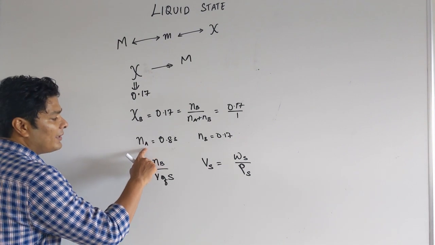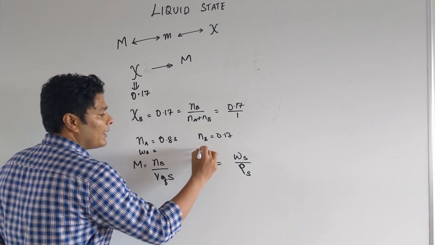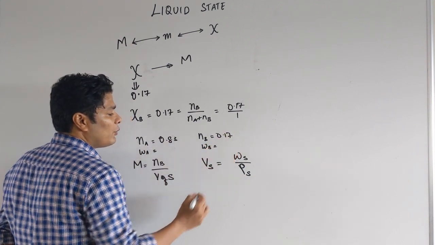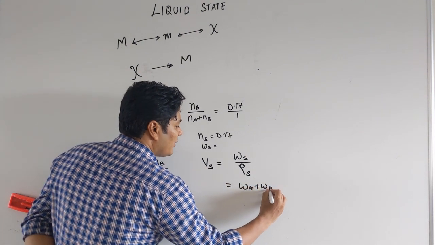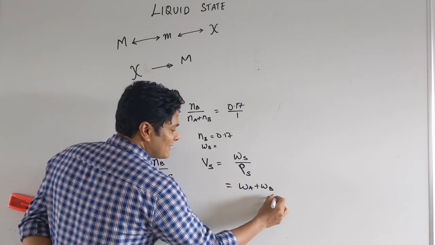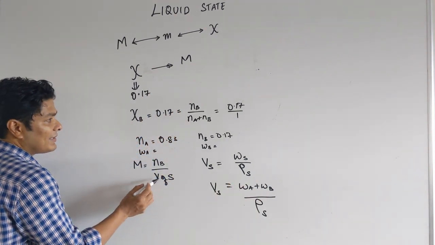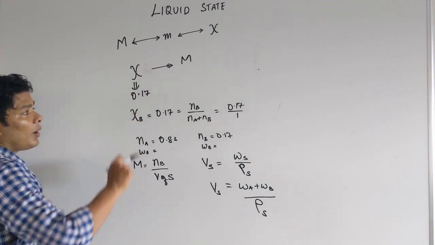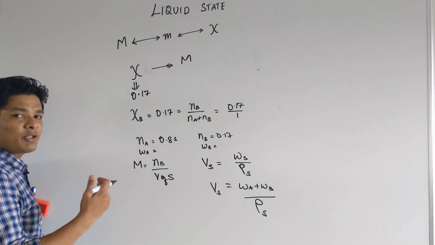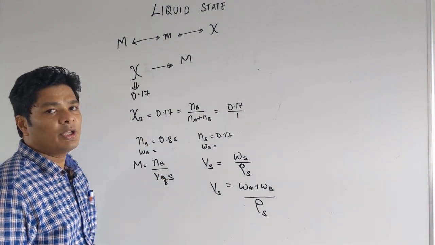Okay. I have moles of A as 0.83. I can calculate weight of A using molar mass. I can calculate weight of B using molar mass. So this is nothing but weight of A plus weight of B, which is weight of S, divided by density of S, is volume of S. So now molarity is nothing but 0.17 divided by this number. So now you have interconverted all of these. Okay. It's much easier when you are able to do it through fundamentals instead of remembering the formulas.